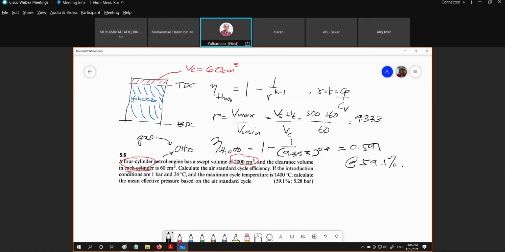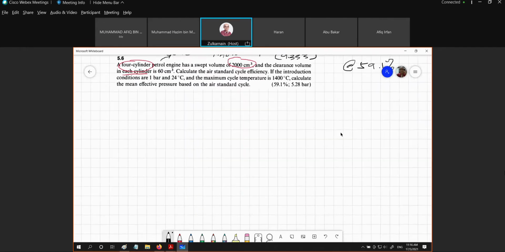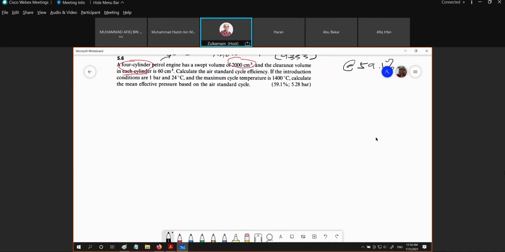All right, next we go for the introduction conditions of air. If the introduction conditions are 1 bar and 24 degrees C, and the maximum cycle temperature is 1400, calculate the mean effective pressure based on the air standard cycle. In this case, we have to get the W net. Because we know what MEP is. Basically, if we sketch MEP, this is P, this is V, right? If this is our Otto cycle, what is basically MEP?